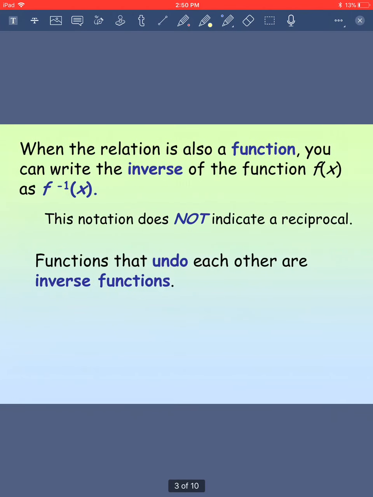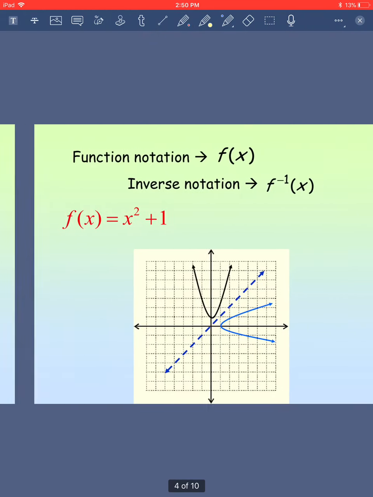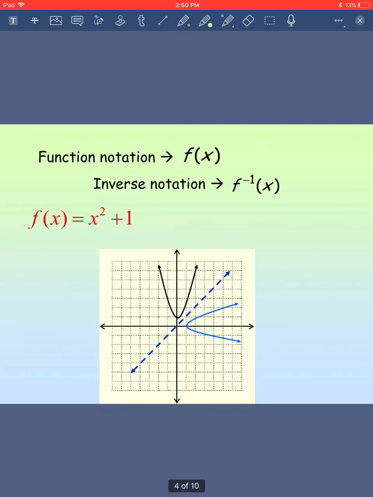Here is the notation. We write the inverse of the function as f inverse of x, and it looks like f is being raised to the negative first power. That's not what's actually happening. It's just the way that you write the notation for inverse. Functions that undo each other are called inverse functions. So function notation is f of x, and inverse notation is f inverse of x.